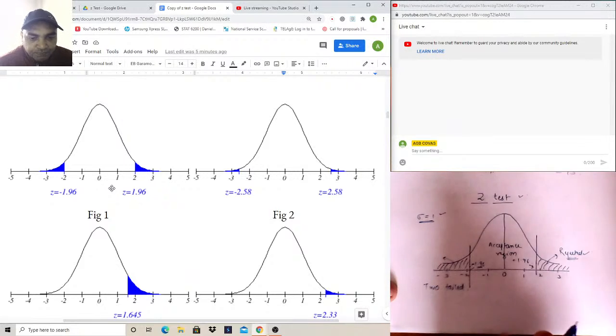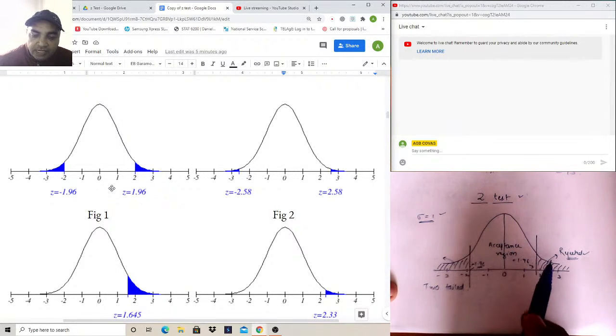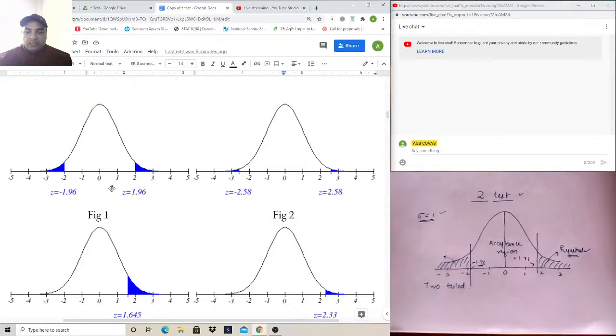Similarly, as shown in this figure, if we take 1% level of significance, then your value will be minus 2.58 to plus 2.58, and anything outside this will be considered under the rejection region, right?